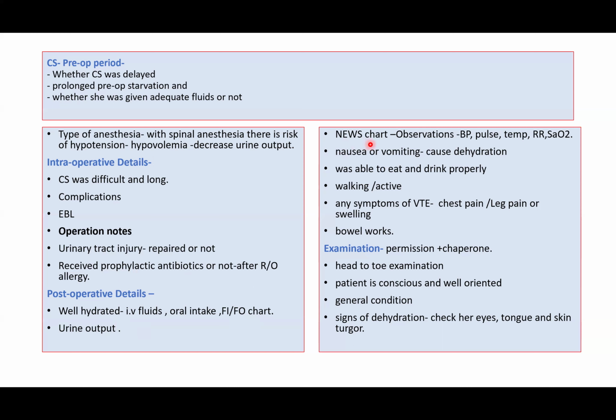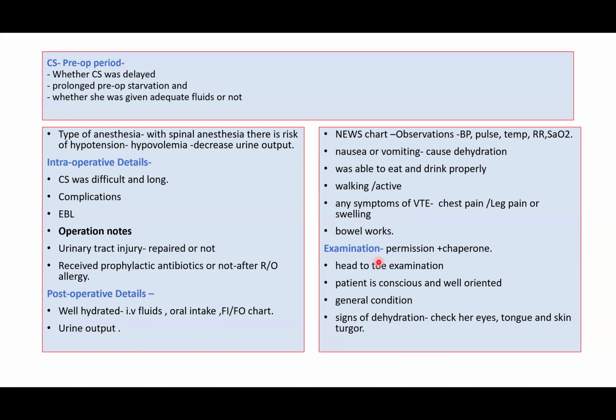And whether the patient's observations were maintained on the NEWS chart, whether she had any nausea or vomiting, because it can also cause dehydration, whether she was able to eat and drink properly, whether she was walking and active, whether she had any symptoms of VTE like chest pain, leg pain, or swelling, and how about her bowel movements.